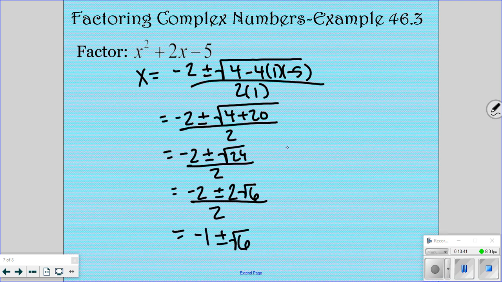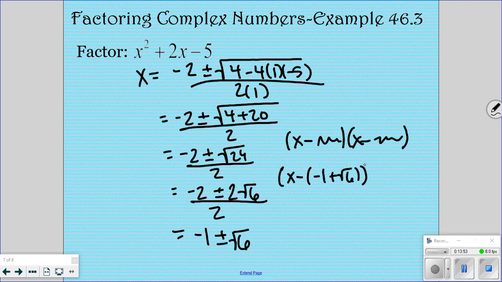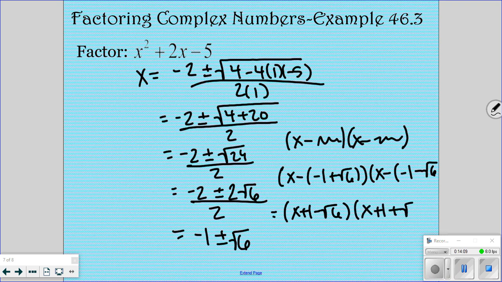So when we factor it, again, we're going to have x minus a number times x minus the other root. So x minus negative 1 plus the square root of 6, and then x minus negative 1 minus the square root of 6. And then we distribute our negative, and we get x plus 1 minus square root of 6 times x plus 1 plus the square root of 6. And so that would be how it factors.